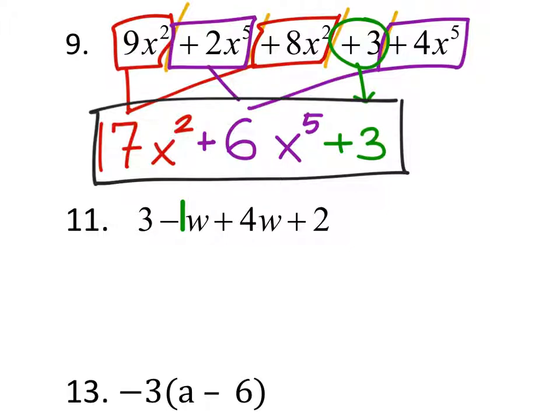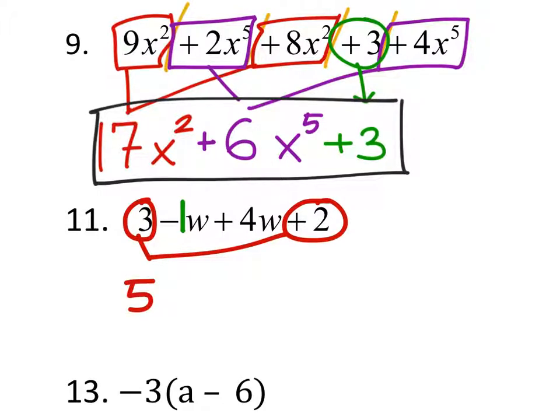So let's identify our like terms, starting with our first one. We got this 3, which is just a constant. It's just a number. So we're looking for any other numbers. I found one. So I really have 3 plus 2, which is 5. And then let's look at our w's. We got this negative 1w and then this 4w. So when I combine these, negative 1 plus 4w's would be a positive 3w.